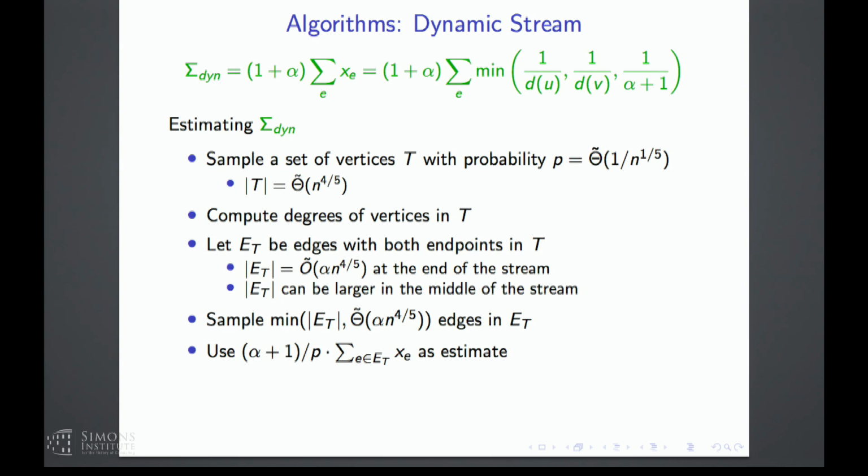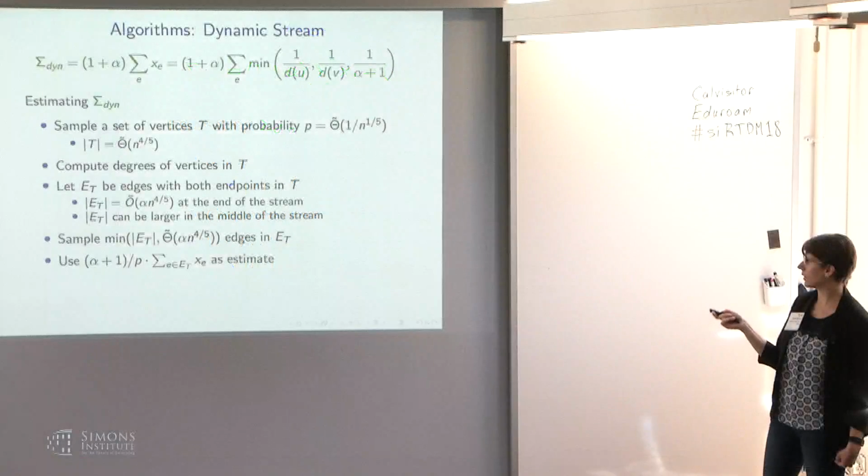First, we will be sampling a set of vertices T, where each vertex is included in T with probability roughly 1 over n to the 1/5. So the size of that set will be roughly n to the 4/5. And for those vertices, we will be computing the degrees. And another thing we need is a set of edges E sub T, which are the edges with both endpoints in T. Since we know that at the end of the stream, the arboricity of the graph will be bounded by alpha, the size of that set will be at most alpha n to the 4/5.